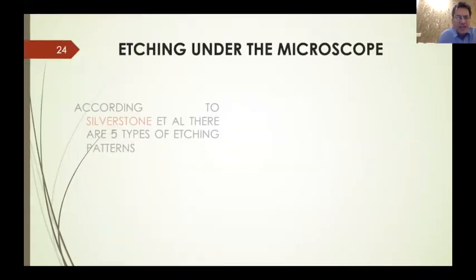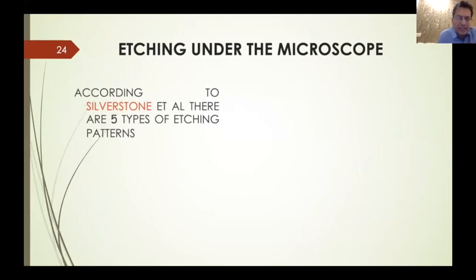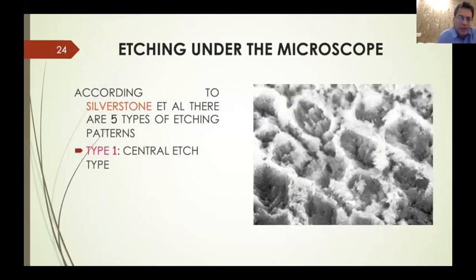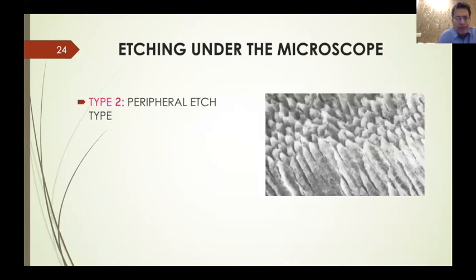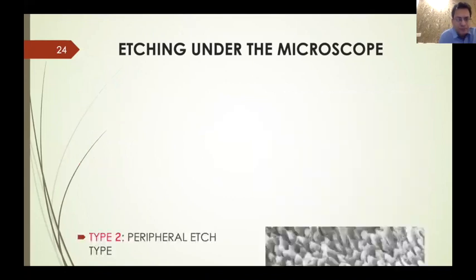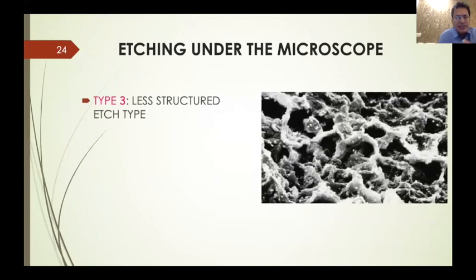Now, etching under a microscope. You will be asked by the examiner, what are the different etch patterns? Silverstone has given 5 etch patterns. One is the central type. You can see a central etching. The other is a peripheral type, where you can see the heads and the tails of the enamel rods. The third one is the less structured etch type.